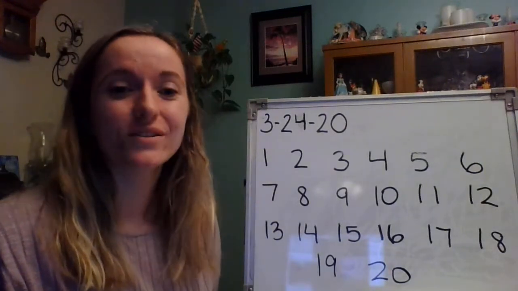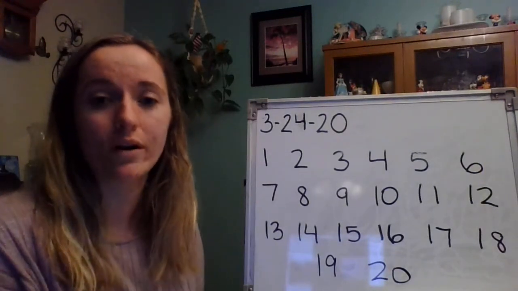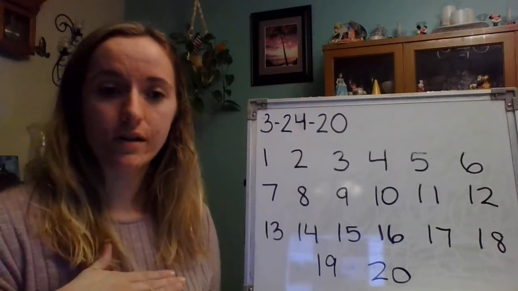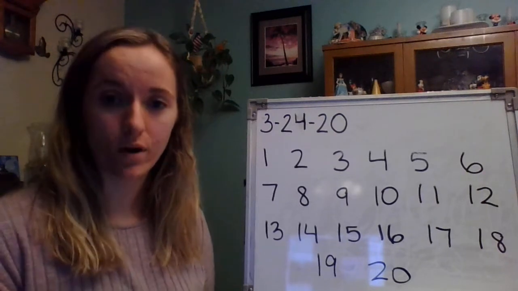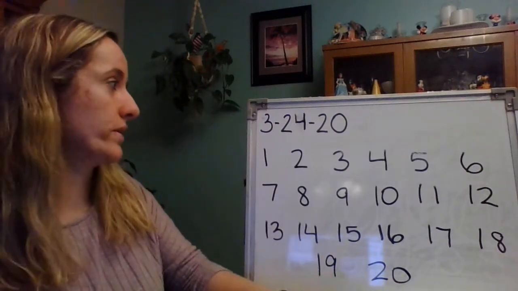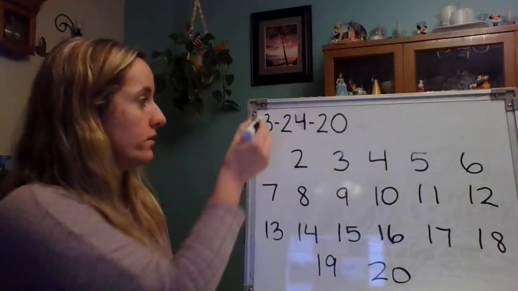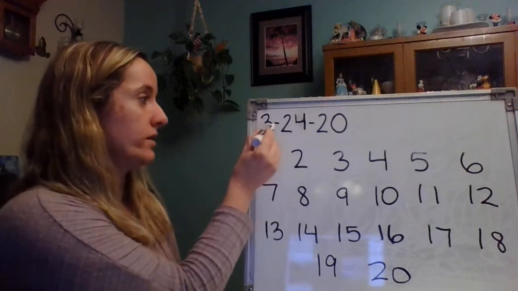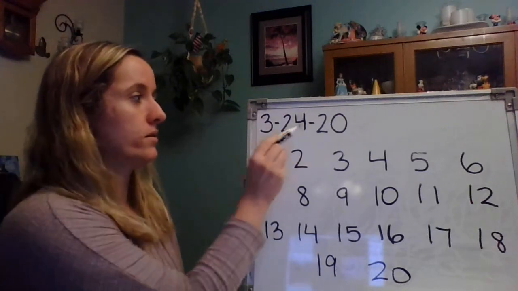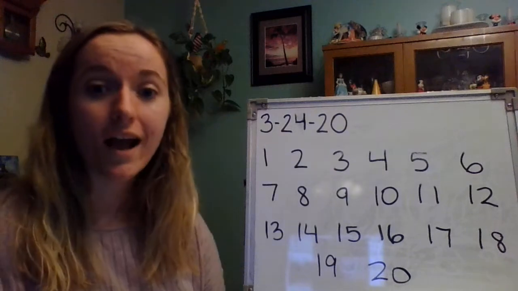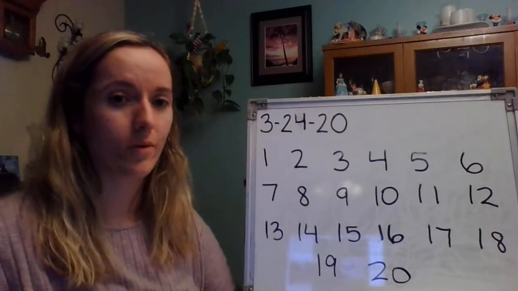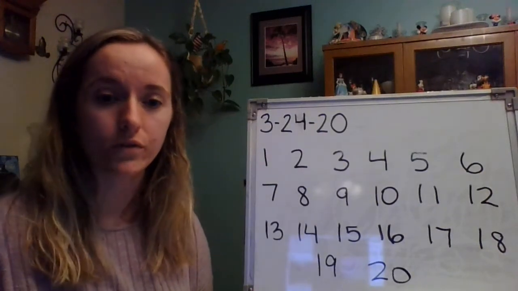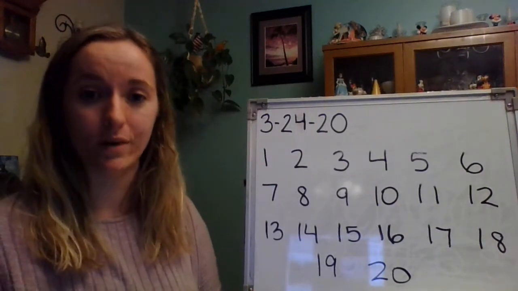Great job, guys. So now in your composition book, open up to where you have your number practice. And you are going to go right underneath your last day of work. You're going to write the date 3/24/2020 for March 24th, 2020. So you will write 3-24-20. And then under that, you are going to do your number practice 1 all the way to 20. So right now you can pause the video, work on your numbers 1 through 20, and then we will move on to number bonds.